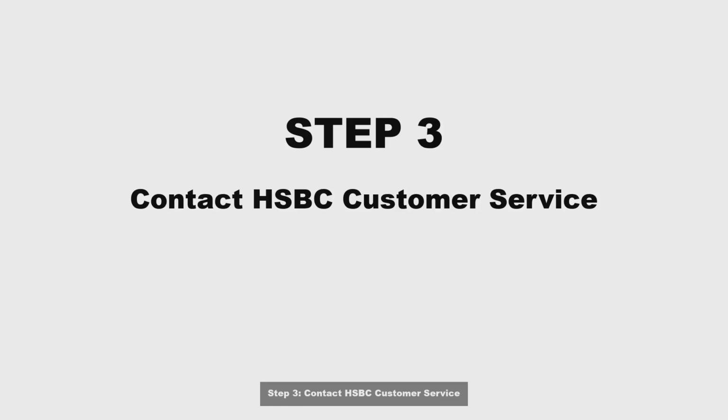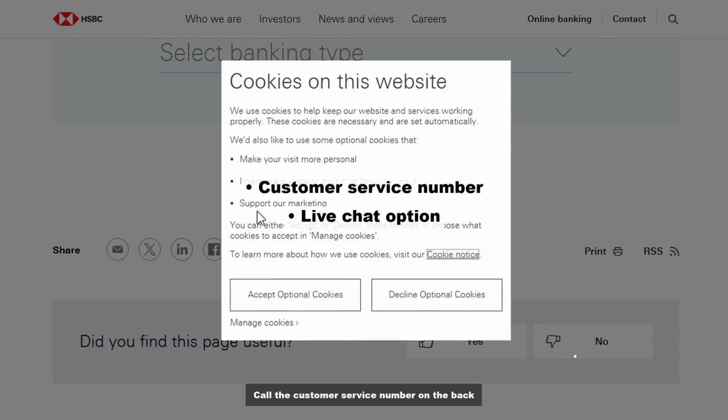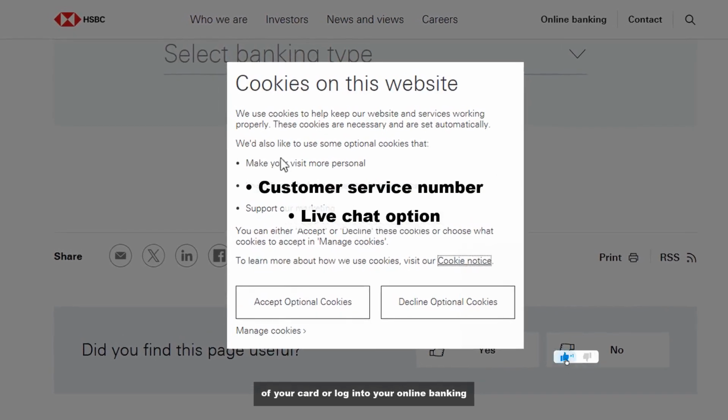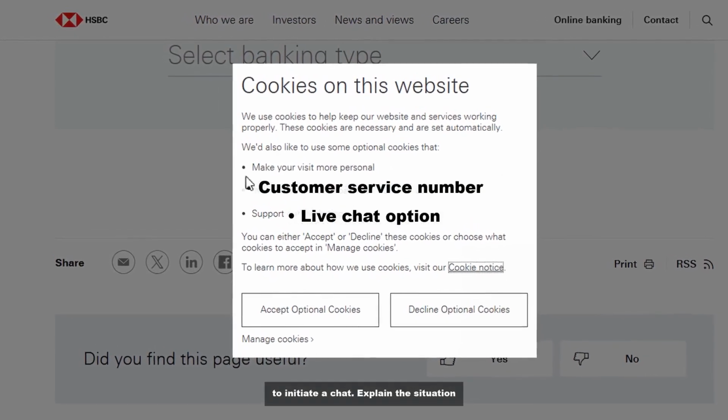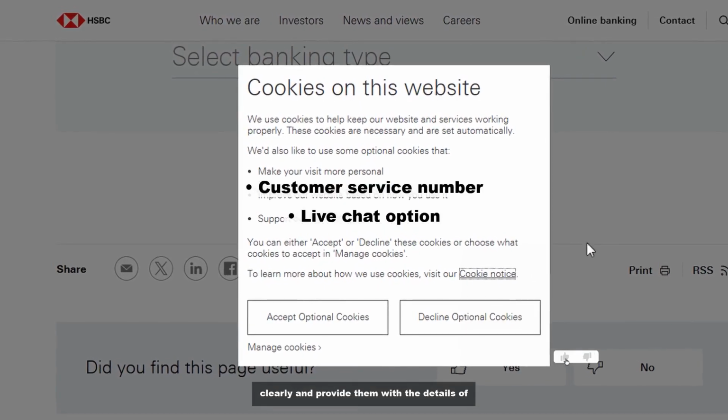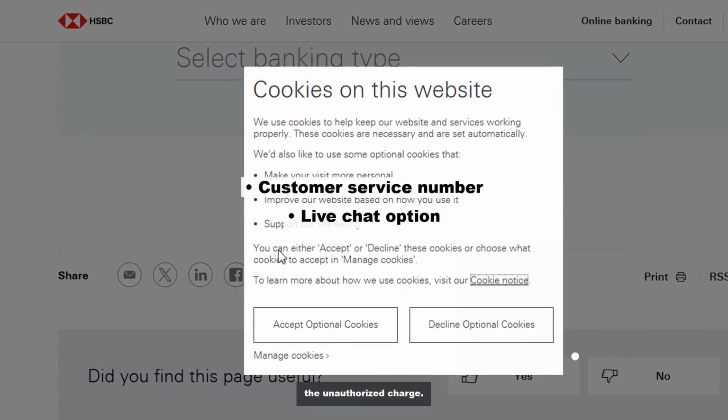Step 3. Contact HSBC customer service. Call the customer service number on the back of your card or log into your online banking to initiate a chat. Explain the situation clearly and provide them with the details of the unauthorized charge.